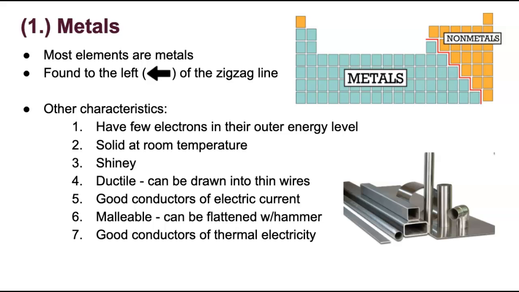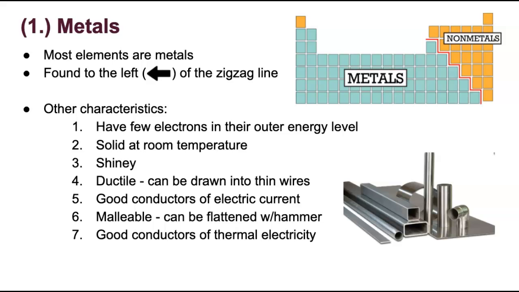All metals have a number of characteristics in common. For one thing, they have few electrons in their outer energy level. So their outermost level of electrons, if you think back to Niels Bohr's model from our discussion about atomic theory, doesn't have as many electrons in it as it could. Metals are solid at room temperature, they're shiny or they have a metallic luster, if you think back to conversations about minerals. They're ductile, which means that they can be drawn into thin wires. They're also good conductors of electric current. Conveniently, that means we can use wires for electricity.